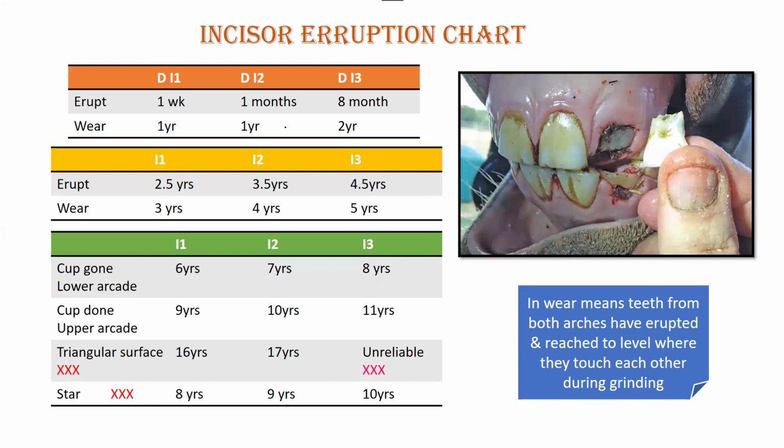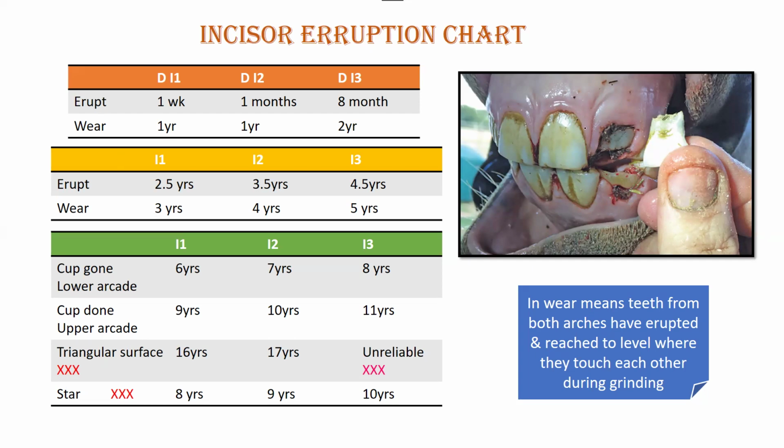You can see this chart, and you should remember this chart. This chart is for cramming. You should remember it, because without it you are not going to be able to tell the age. But this chart is very easy, and we will see how easy it is, so you should not worry about how you will remember so many dates. They are very easy to remember. But before that, you should remember what eruption means and what wear means.